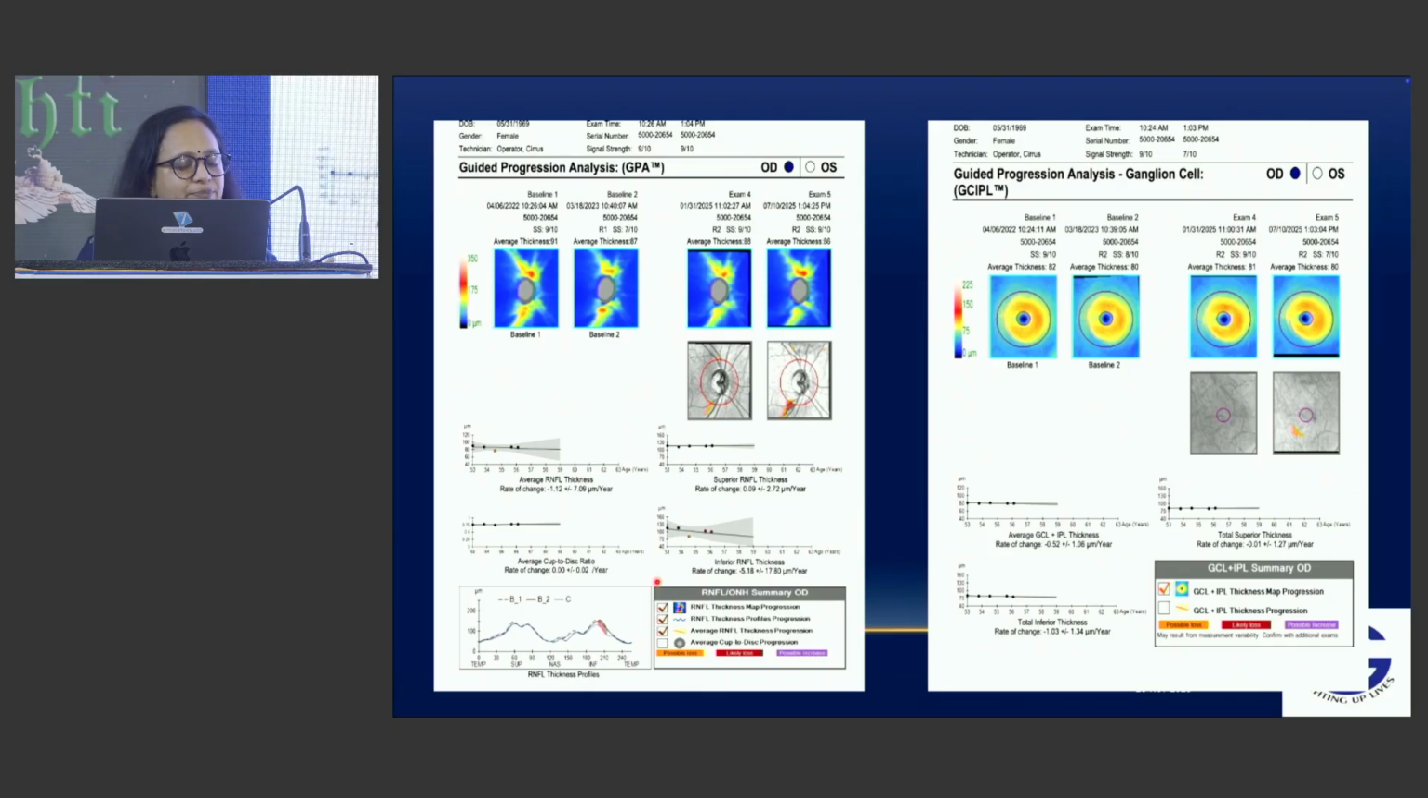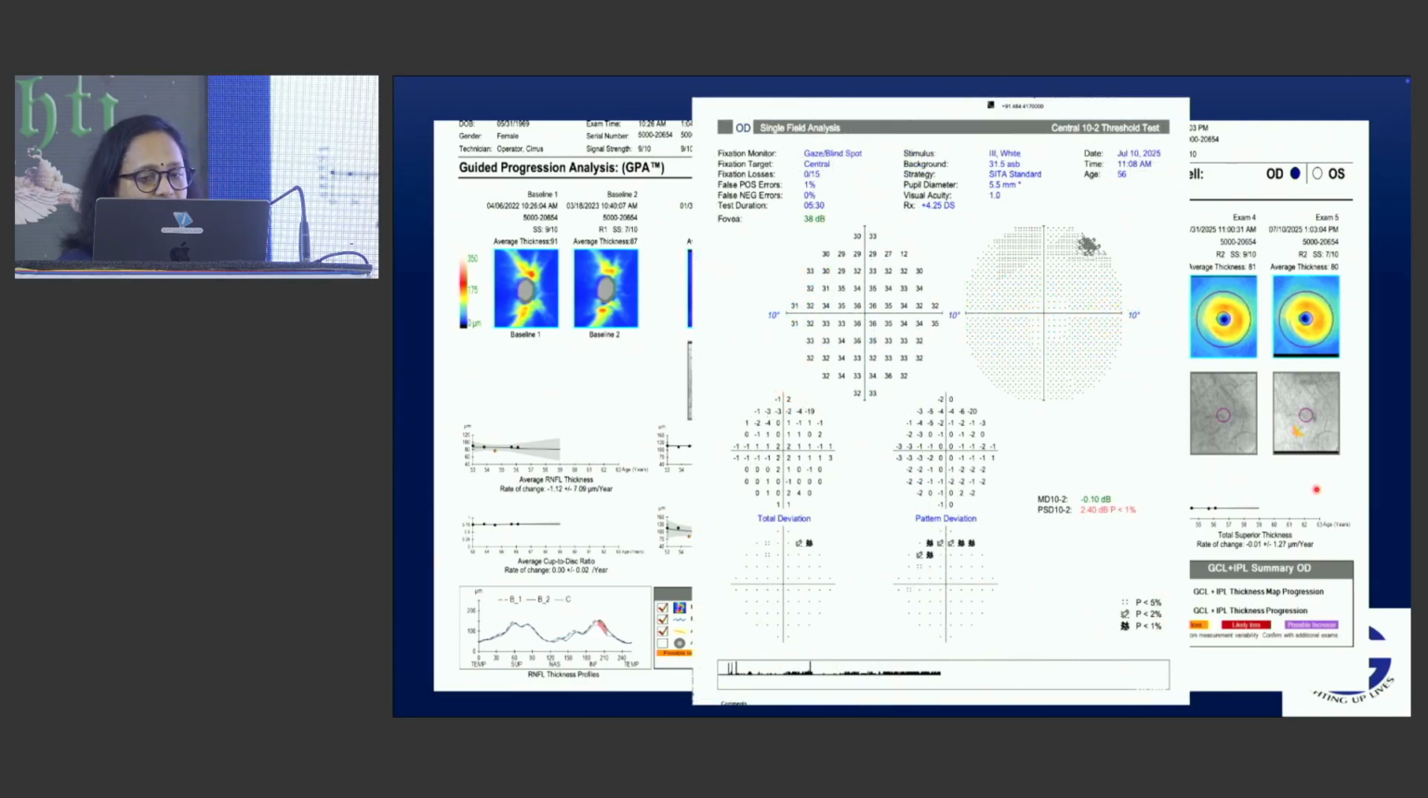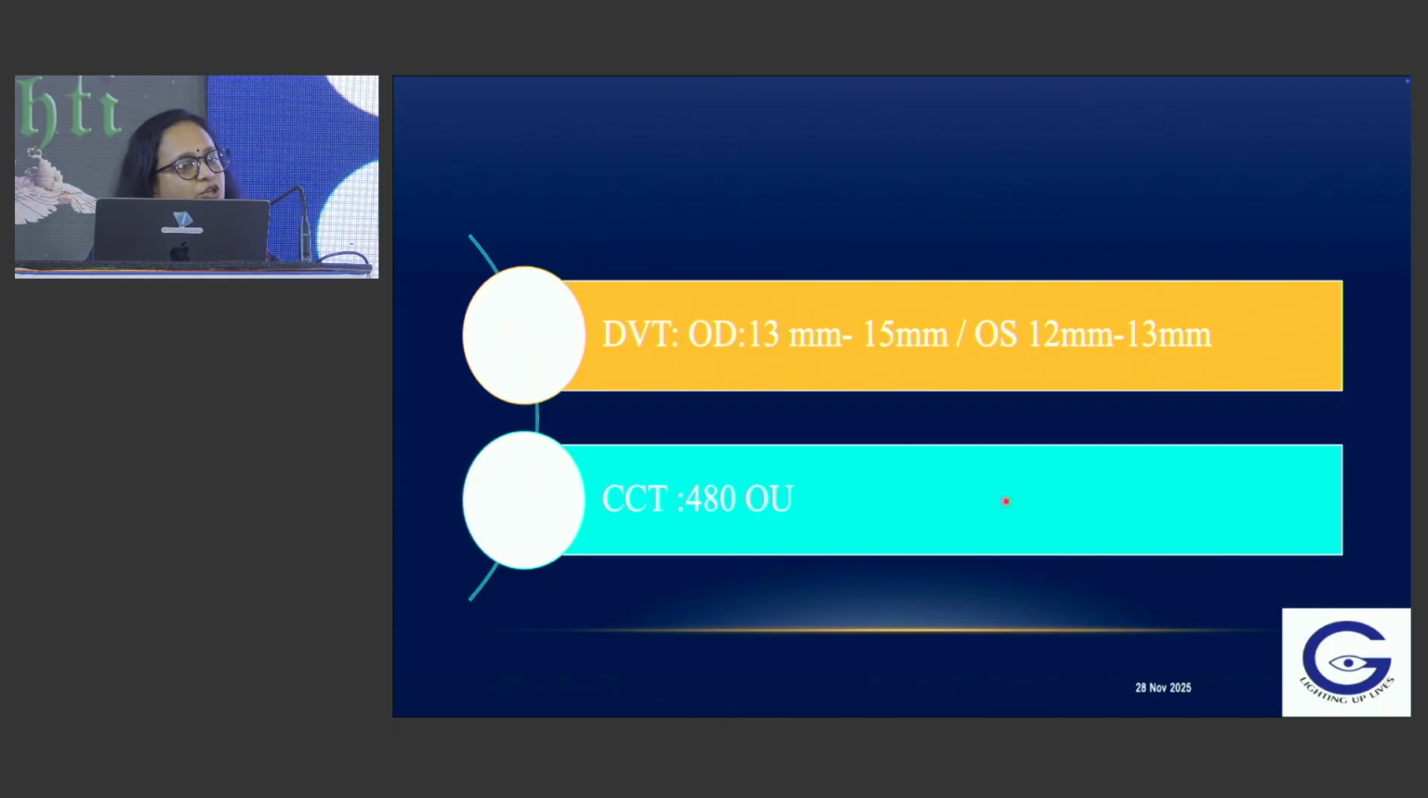When we took the guided progression analysis of the OCT RNFL, it is showing a possible progression. And in the GCL, it was normal initially 2 years back, and now it is showing an early damage. So there is a definite structural progression in this case. So we took a 10-2, which picked up the changes. So there is a definite progression, and you may need to think of stepping up your treatment. And the central corneal thickness is also less.